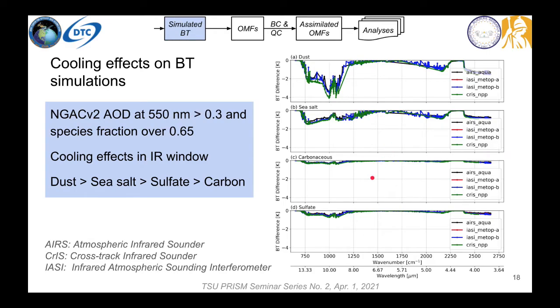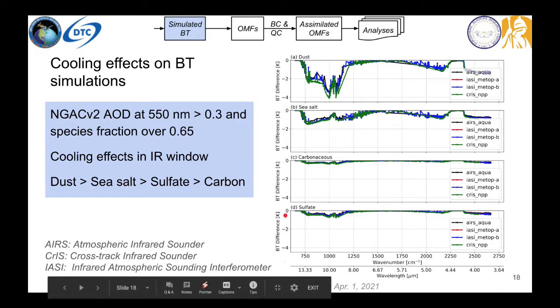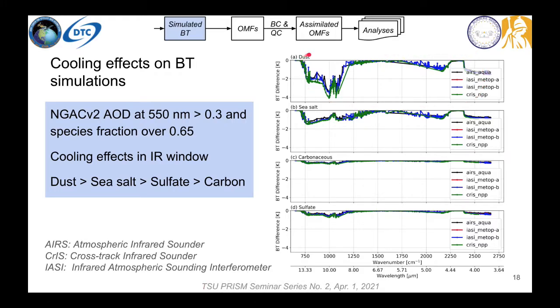And then after the bias correction and the quality control procedures, the assimilated data set will be determined. Then after the minimization process, the analysis will be generated as the next cycle's initial condition for the GFS.